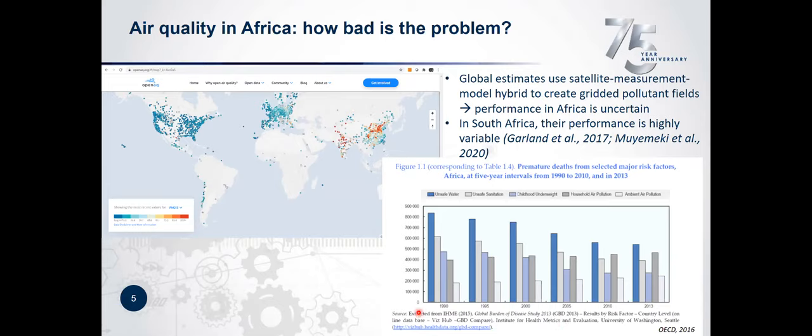I'm showing here some results from a recent-ish OECD report, which is premature health from the 1990s to 2013. So premature mortalities from different risk factors. The first is the unsafe water in the dark blue, unsafe sanitation, childhood underweight and malnutrition, household air pollution, and ambient air pollution. From 1990 to 2013, if we look at the region as a whole, the first three are decreasing. However, the premature mortalities due to air pollution, both household and ambient, are seen to be increasing. So while we have uncertainties, there still is this very worrying trend.